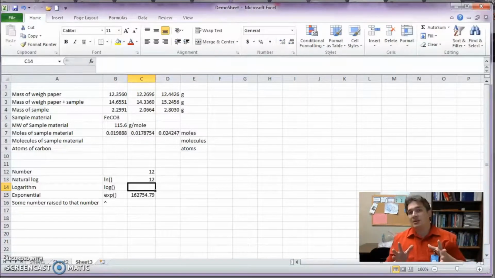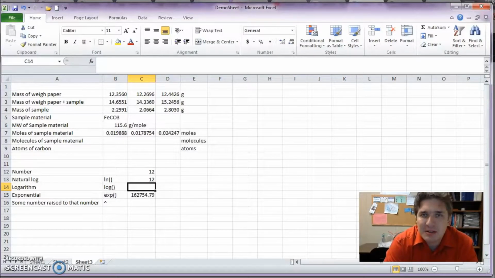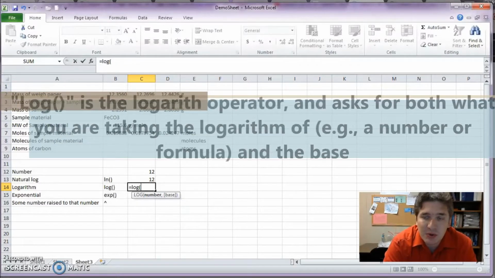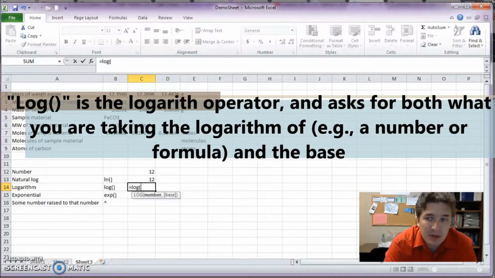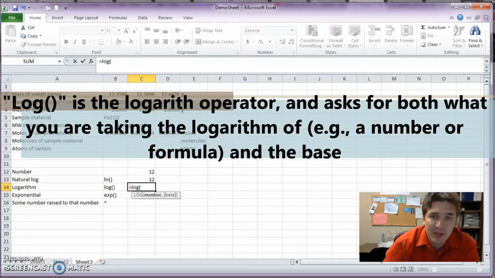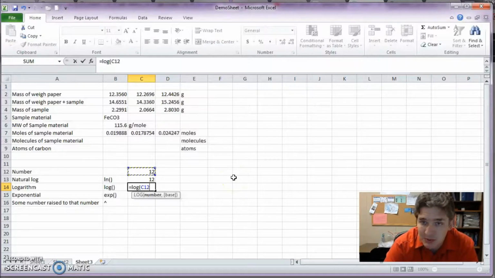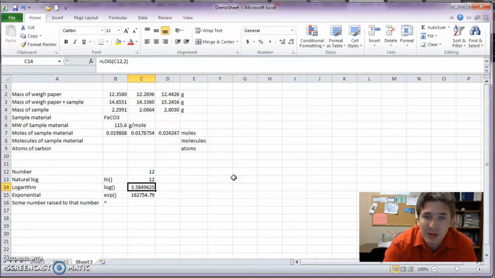Now, we also have the ability to call other bases. What you're probably more used to is calling a base 10, the base 10 logarithm. Excel technically doesn't have a base 10 logarithm, although that's what its default setting is. So here we have log, so we type equals log, open parentheses. It's going to say, answer the question, what power do you have to raise a number to in order to get to the number you're referencing? So if we want to know the log of 12, and we want to know what we have to raise 2 to get 12, we type comma, 2, close parentheses. And this would tell us that we'd have to raise 2 to the 3.5849625 power to get 12.